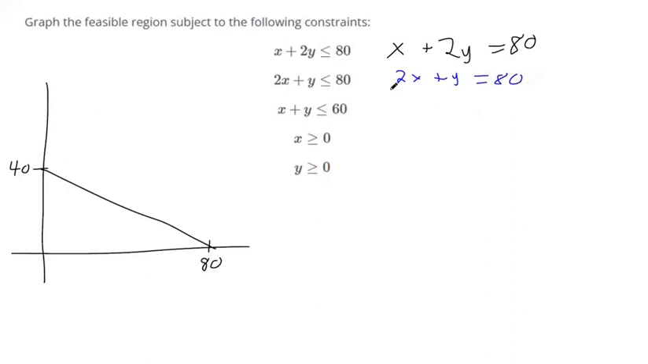Okay, this one, if I plug in 0 for x, I get y is 80. So here's my y-intercept for my blue line. If I plug in 0 for y, I get x is 40. So here's my x-intercept for my blue line.